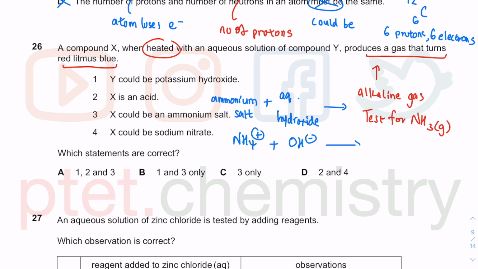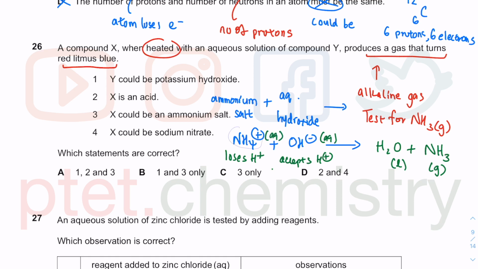I'm writing the ionic equation. The NH4 plus loses the H plus and is acting as an acid, whereas the OH minus will accept, or gain, the H plus and will form water, and NH4 plus loses H plus and you get ammonia as a gas, and this is the ionic equation in year 9 chemistry. Ionic equation is an important component of your syllabus.